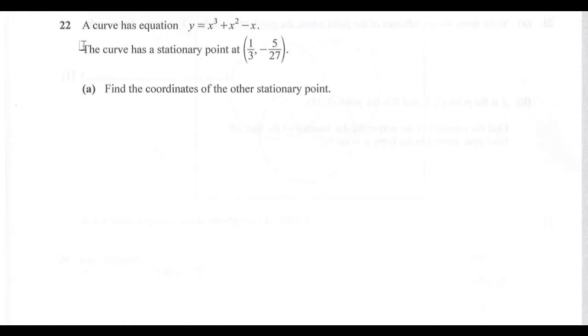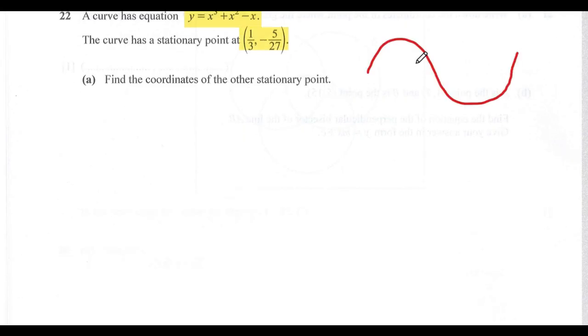Question number 22 says a curve has the equation x cubed plus x squared minus x. The curve has a stationary point at (1 over 3, negative 5 over 27). Find the coordinates of the other stationary point. As it's a cubic equation, it will have two stationary points. One is already given, we need to find the second one.